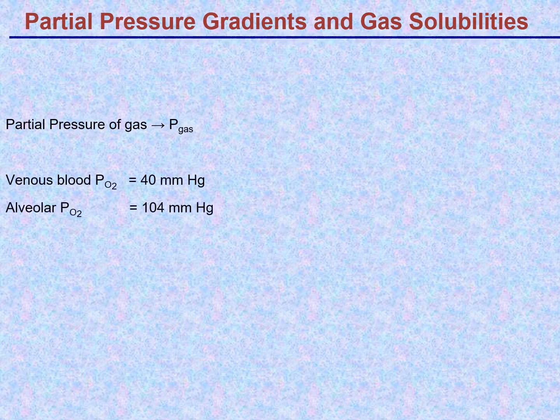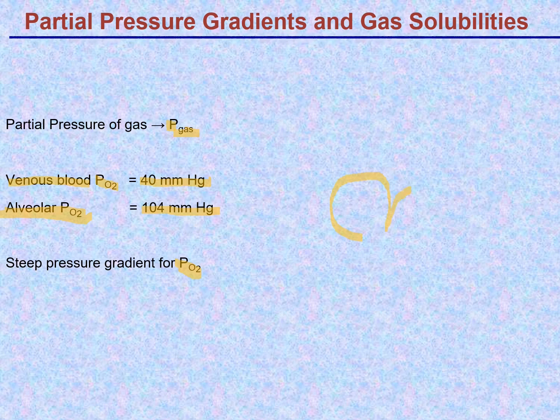In terms of the first one, the partial pressure of a gas is indicated in this way with P for pressure and then the name of the gas as a subscript. So the partial pressure of oxygen here in venous blood is 40, a number you need to know and remember. And as we mentioned earlier, the alveolar PO2 is 104. So that means that there's quite a steep pressure gradient, a difference between the alveolar PO2 and the PO2, partial pressure of oxygen, of the venous blood as it comes into the lungs.